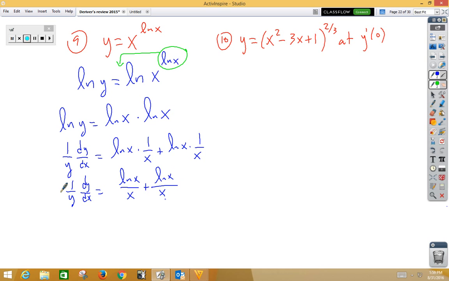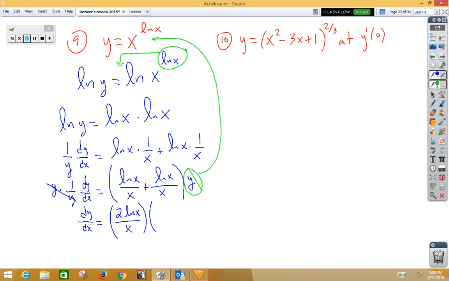So now I can kill off the y, multiplying the y to the other side. Cancels this out. We have dy dx is equal to, well, natural log x plus natural log x would be 2 natural log x over x. And now here's a tricky part. Notice the original problem said y equals. So we can replace that y with x to the natural log of x.